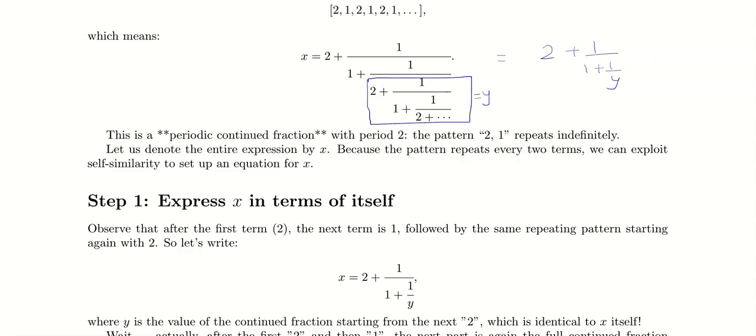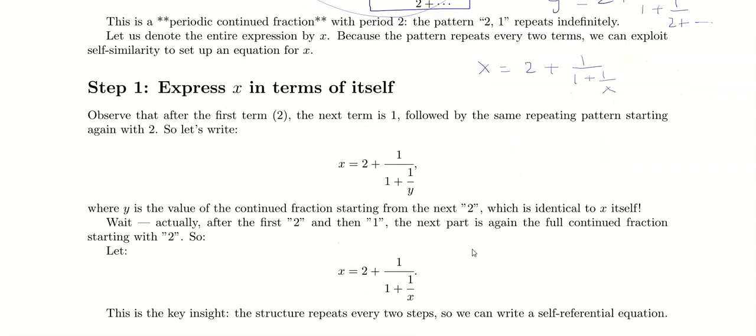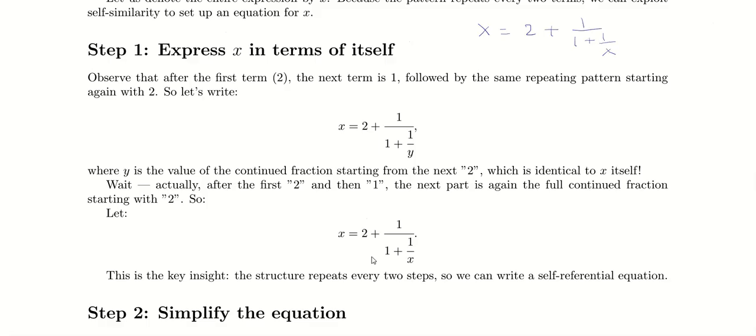But it turns out, well, y is 2 plus 1 over 1 plus 1 over 2 plus, etc. That's the same thing as this whole thing, which is x. So we can say that x is equal to 2 plus 1 over 1 plus 1 over x. So that's this step over here. And now we can solve for x.